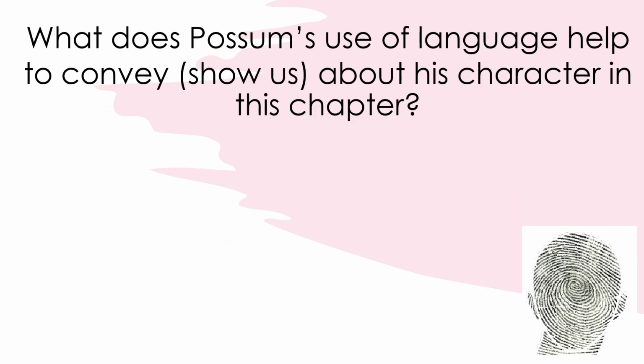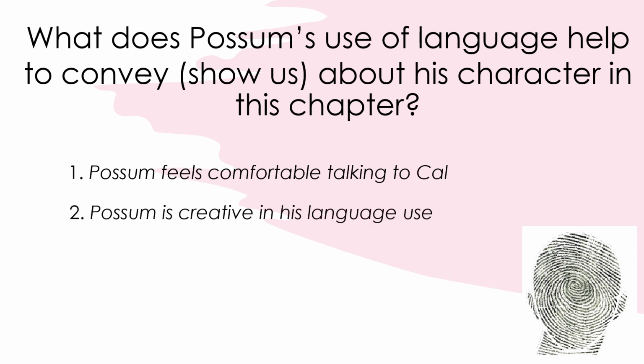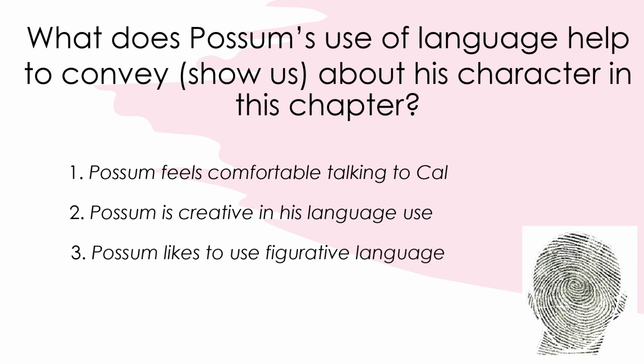So we can use our analysis of Possum's language to help us understand what it's showing us about his character. And there are a few things that we might walk away understanding about his character. One is that Possum probably feels really comfortable talking to Cal because he's using a very informal way of speaking. He is not speaking the way that he was speaking to adults earlier in the chapter. We also could come away thinking that Possum's pretty creative in how he uses language. He seems to be using figurative language that he probably made up on his own. That's pretty creative to do. And then we also know that he seems to like to use figurative language when he's speaking. That gives us more information about him as a person.